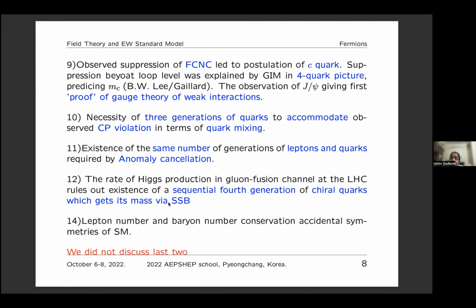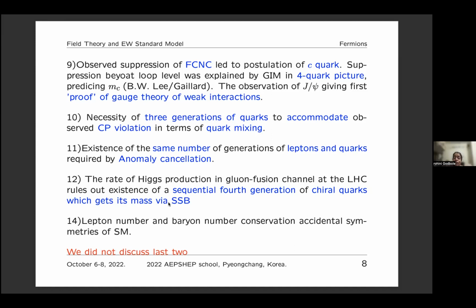The necessity of 3 generations of quarks was there to accommodate the observed CP violation in terms of the quark mixing. You will be discussing that in the flavor physics course. And the existence of the same number of generations of leptons and quarks is required by the anomaly cancellation.